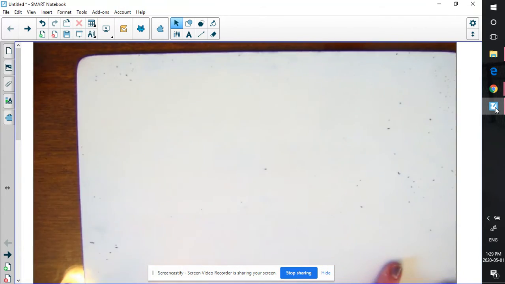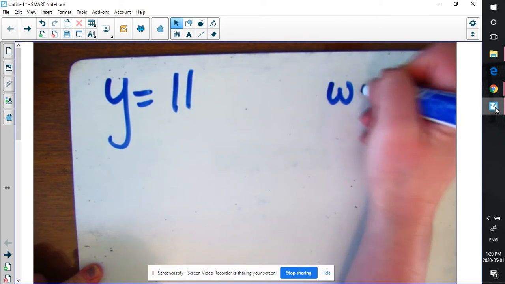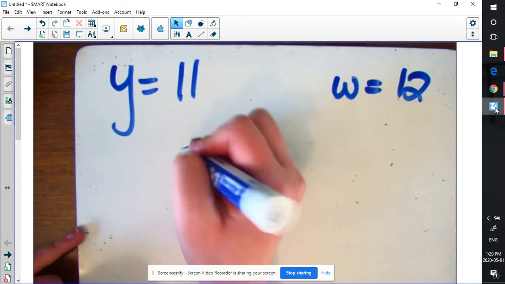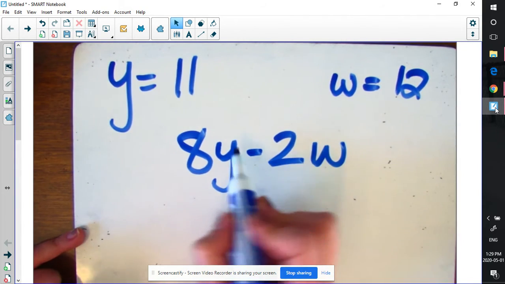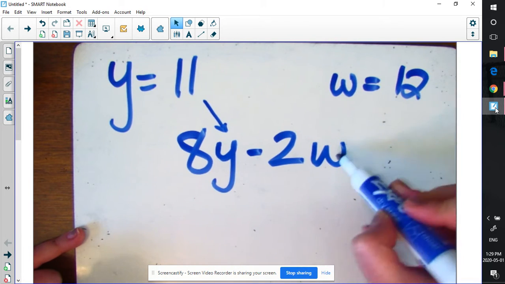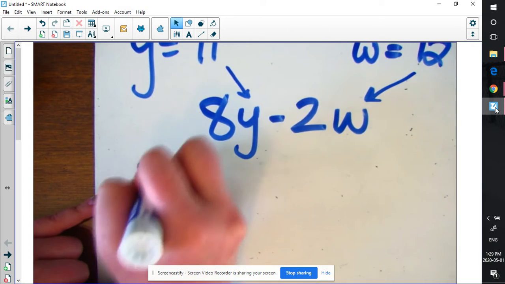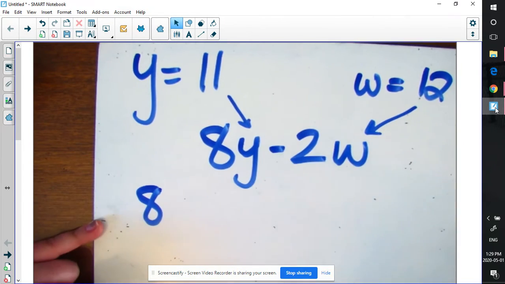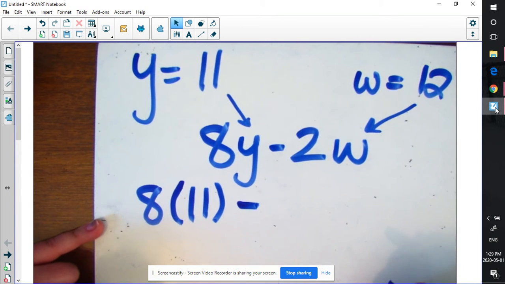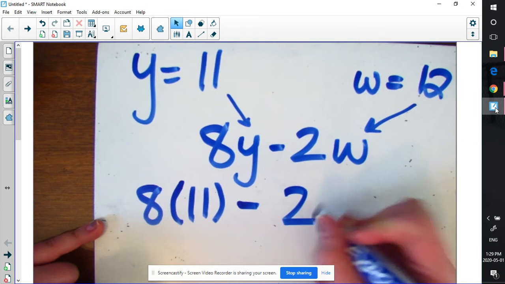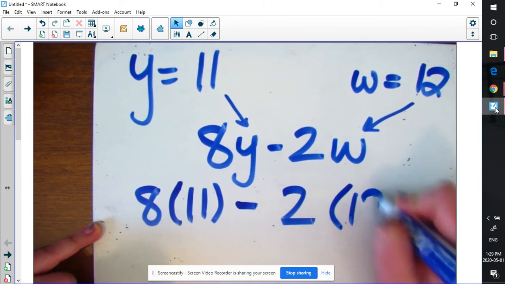Now number 4 gives you y equals 11 and w equals 12. And it also gives you 8y minus 2w. So I'm going to replace this y with 11, and I'm going to replace this w with 12. So I'm going to rewrite this. The 8 stays the same. The y changes to 11, but remember, we have to put that 11 in brackets. The subtraction stays the same. The 2 stays the same. The w is replaced by a 12, but remember, we need to put that 12 in brackets.